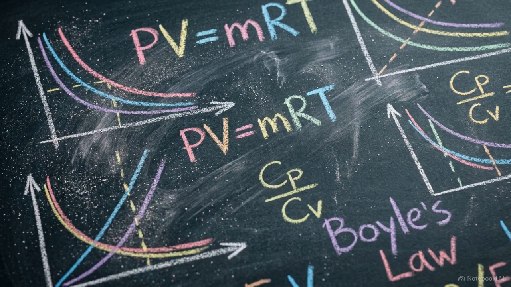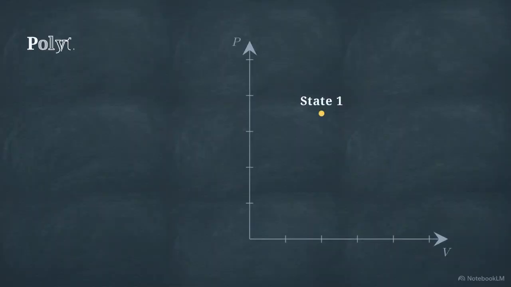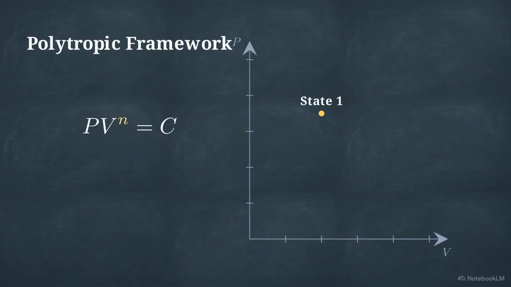Thermodynamicists searched for a single mathematical model that could encompass all of these distinct behaviors. They found it in the polytropic framework. P times V to the power of n equals a constant. The polytropic index, the n exponent, determines the curvature of any state transition.